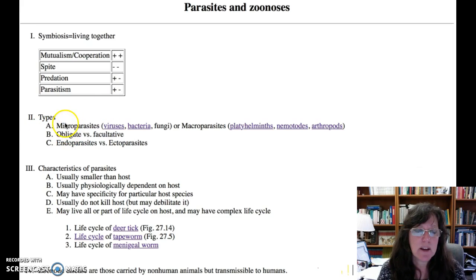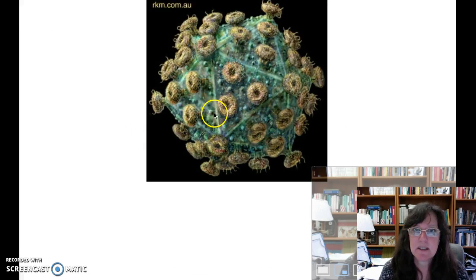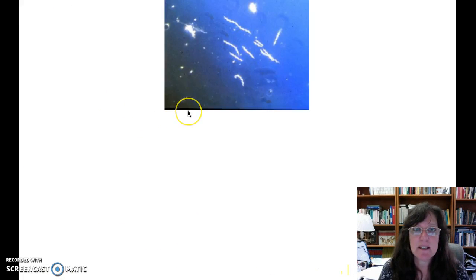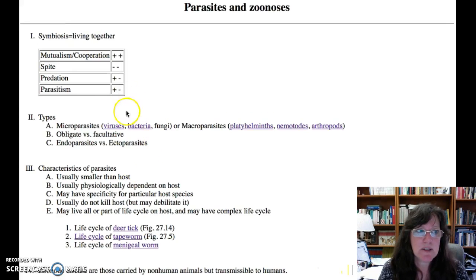We can also look at parasitism more closely by classifying it in a number of different ways. So one way is basically by size. We have microparasites, which are generally things that are too small to see, and macroparasites, which are easy to see with the naked eye. So just to show you a few examples of these, microparasites would consist of viruses. This is the HIV virus. And bacteria. This is the bacteria that causes Lyme disease. And fungi would also fall into this category of microparasites.